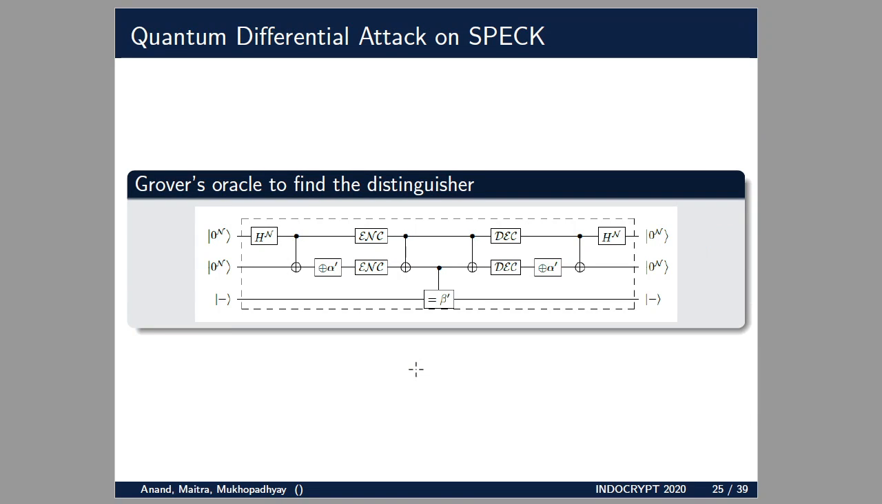So the Grover's oracle to find the distinguisher is here, where ENC represents encryption and DEC represents decryption. This operator compares the value of p dash with beta dash and flips the target if they are equal. Now this is P here, and this is P dash here after alpha dash, and if this P dash is equal to beta dash, then this gets flipped.